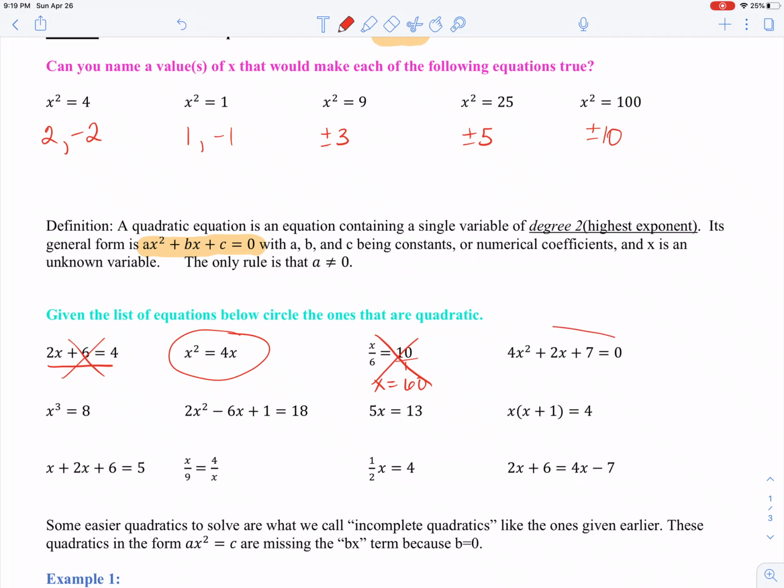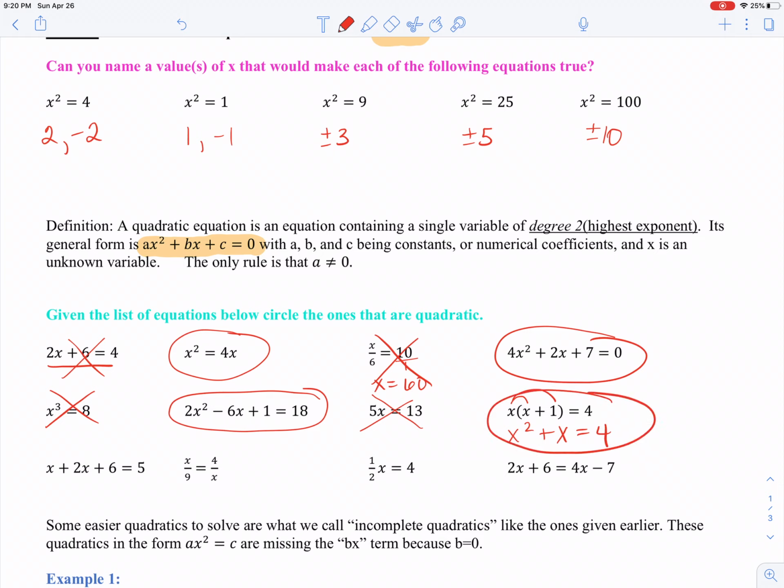4x squared, so this one is quadratic. It has a quadratic term. X cubed equals 8. No, actually, that's a cubic equation because it has an x cubed. You want the highest exponent to be 2, like in this next one. 5x equals 13. That's a first degree equation. There's no x squared. The next one, I don't see an x squared, but I could simplify with the parentheses by distributing, which would give me x squared plus x equals 4. So that is a quadratic equation because there's an x squared.